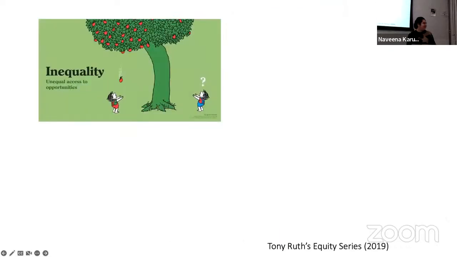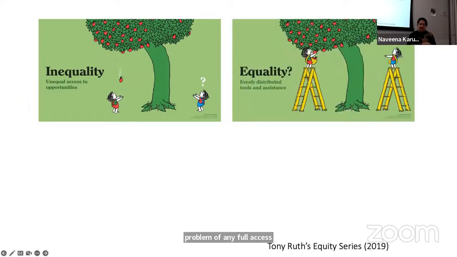And I like to start this talk with Tony Roth's series on what equity means. You might have already seen this, but it's always helpful for me to go back to it as I think about what are the issues and what are we trying to do here. So there are these 4 screens that talk about inequality as this problem of unequal access to opportunities and resources.